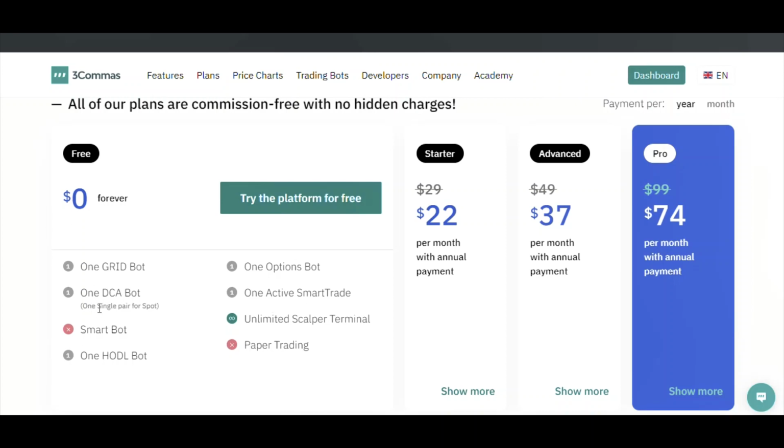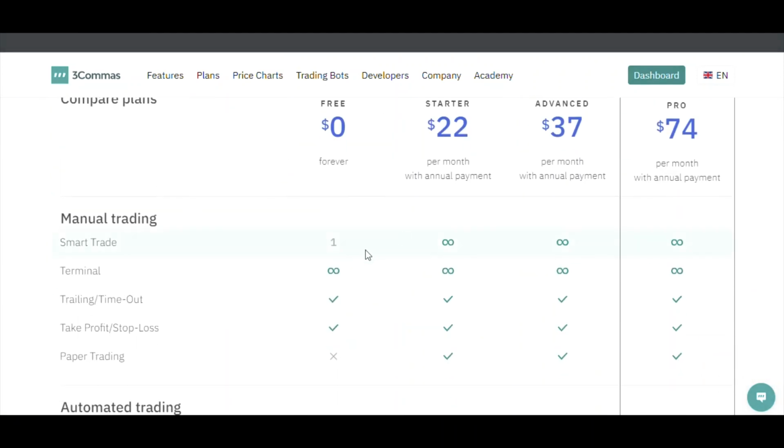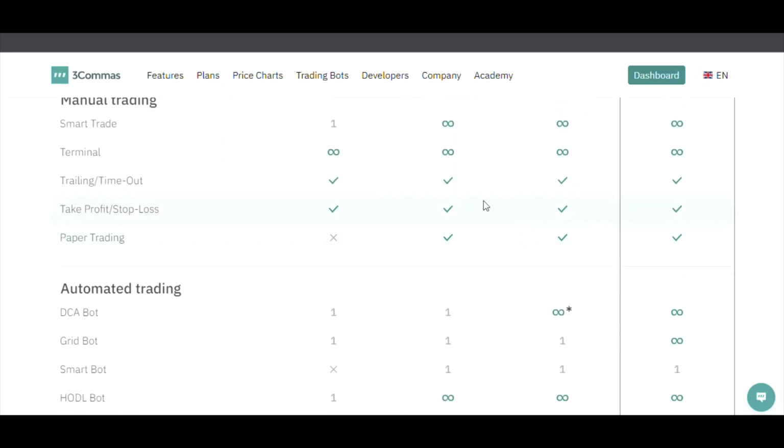These things are available in the free plan, so you don't have to pay anything, right? If you are satisfied with these products, and if you think you can go for a paid subscription, then you have a starter package, advanced and pro package. You can see the prices of these packages, right? When you go down, you can compare what is available in the pro plan and what is available in advanced.